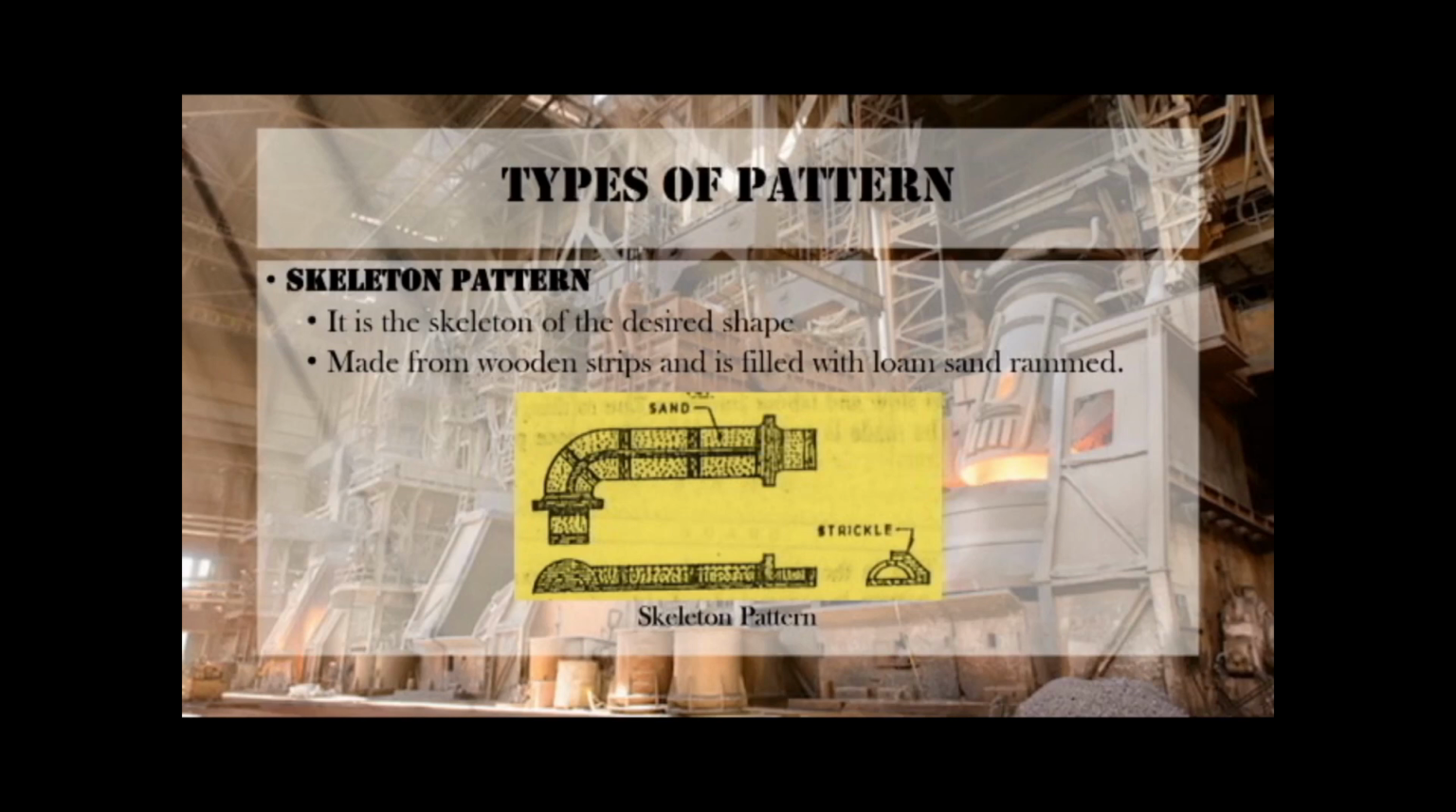If we go for a solid pattern to manufacture a casting of hollow construction, we end up with the heaviest pattern, which would be difficult to handle by a single operator. So what we do, we manufacture a hollow pattern.